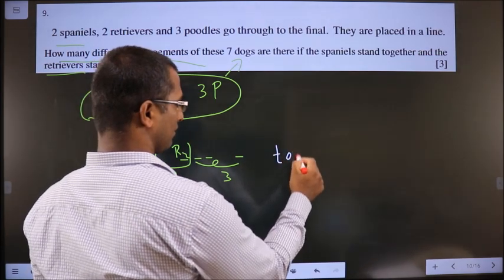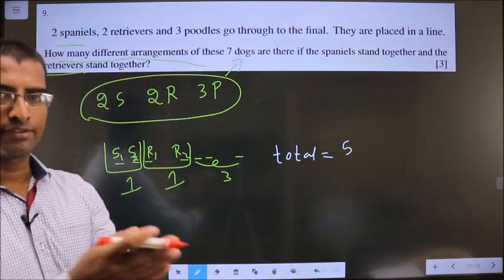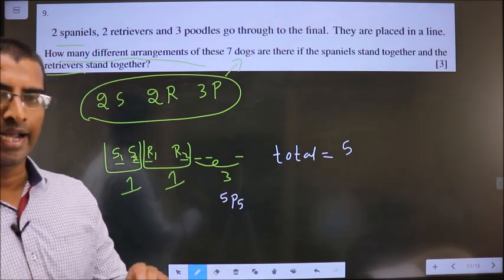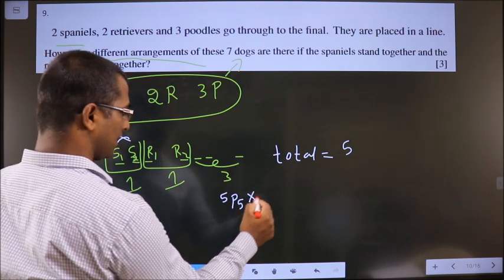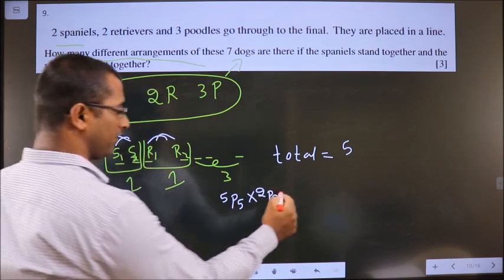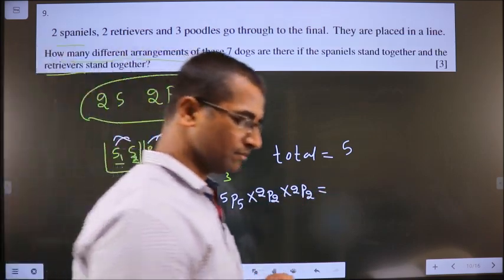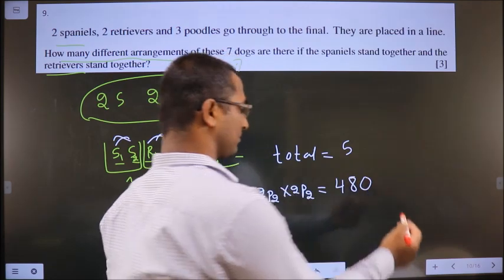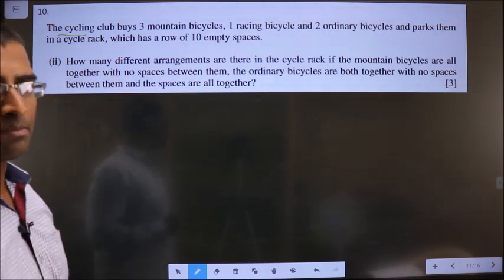So total 1 plus 1 plus 3, 5. Clear? These 5 can be shuffled in 5P5 ways. They are not identical, so no division will come. Now look at inside. These 2 can be shuffled in 2P2 ways. Now second box, these 2 can also be shuffled in 2P2 ways. Put this in the calculator. You get the answer to be 480.